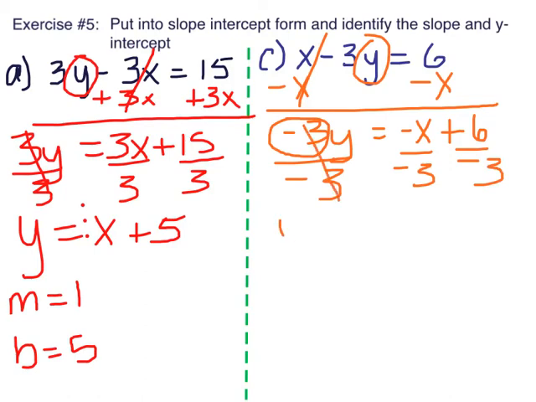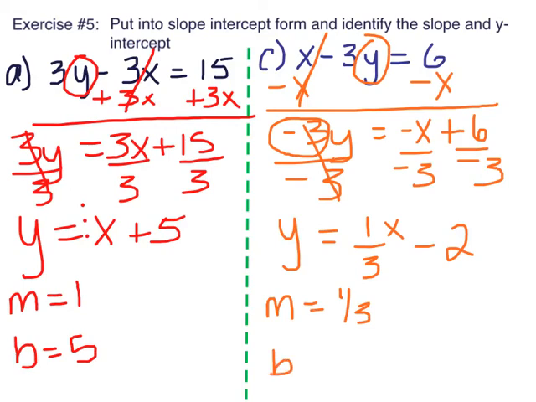Cancels out. Y equals, now let's remember, a negative divided by a negative is a positive, and it's going to be a positive 1/3 x minus 2. 6 divided by a negative 3 gives me a negative 2. Therefore, my slope is 1/3, and my y-intercept, where I'm going to begin, is at negative 2.